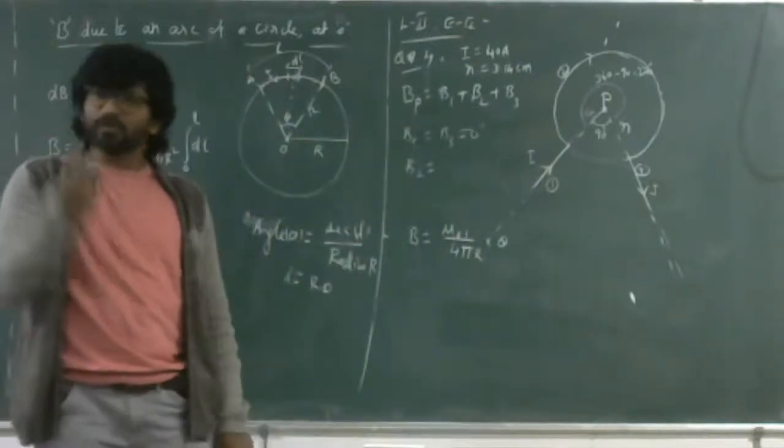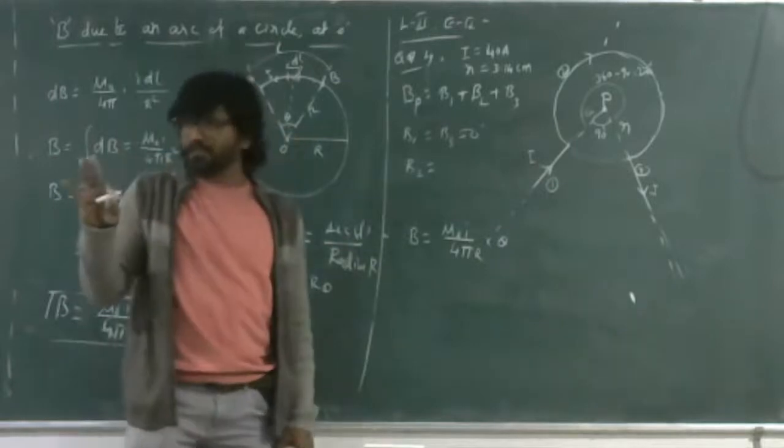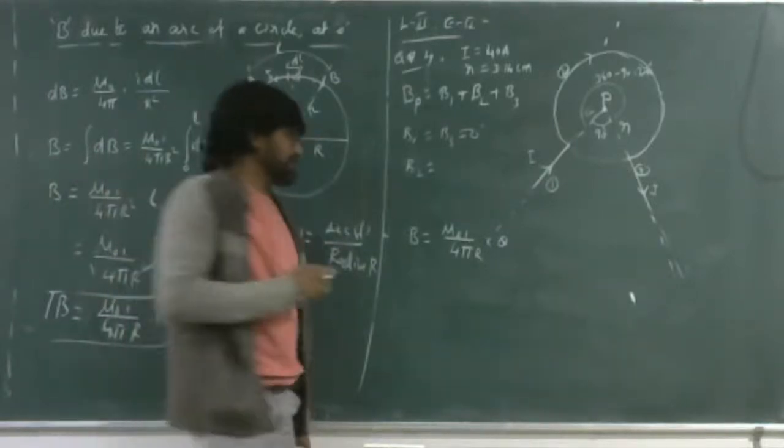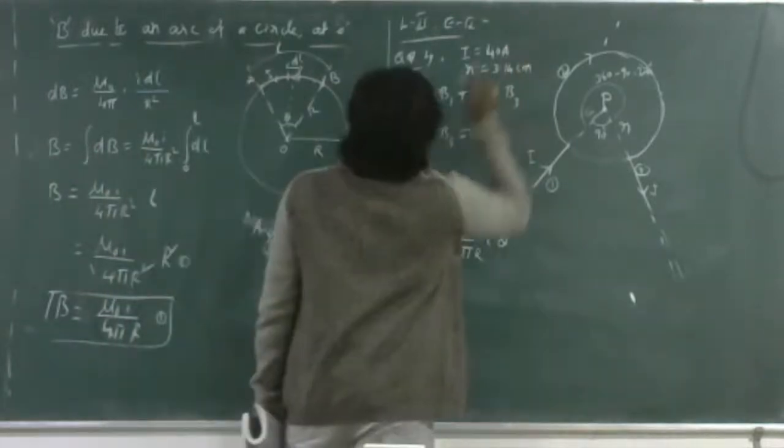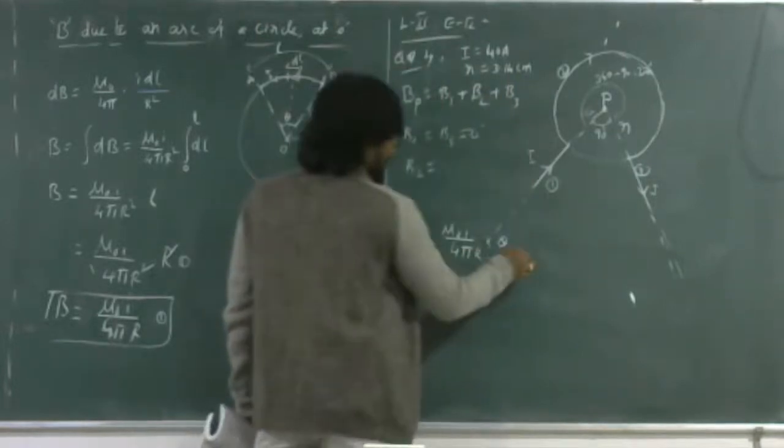3.14 into 10 power minus 2 meters. You have to convert everything into SI units only. So don't make these mistakes while doing the numerical. So if you substitute it here, then what will you get?